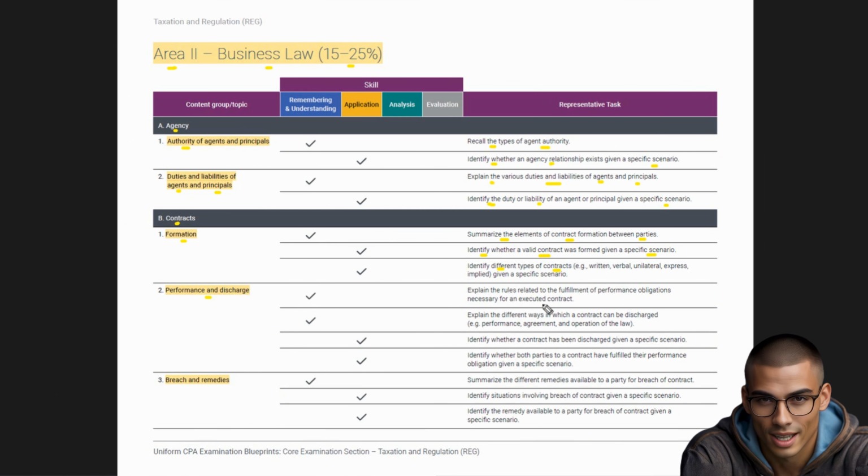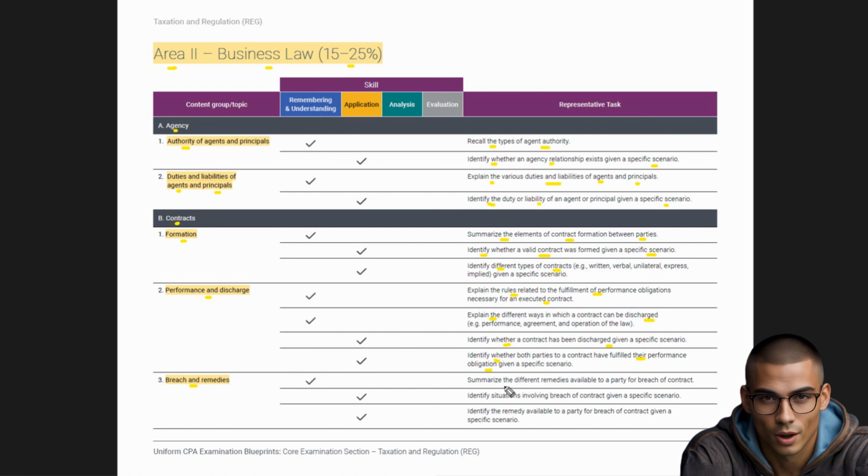Next, we have performance and discharge, where you'll explain the rules related to the fulfillment of performance obligations necessary for an executed contract. And you'll need to explain the different ways in which a contract can be discharged. You'll need to identify whether a contract has been discharged given specific scenarios, and you'll need to identify whether both parties to a contract have fulfilled their performance obligation given a specific scenario.